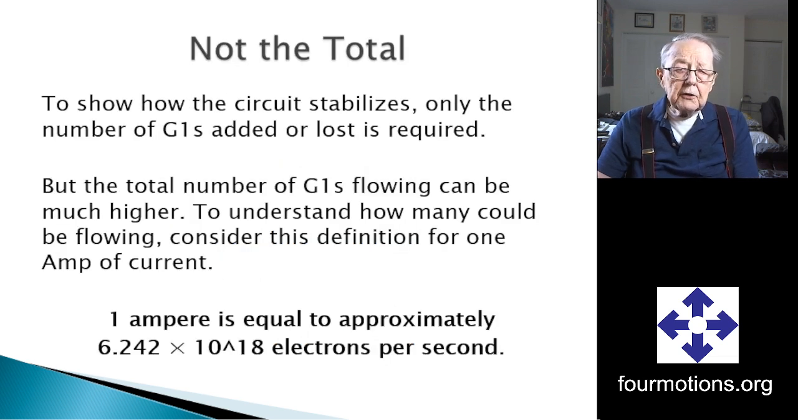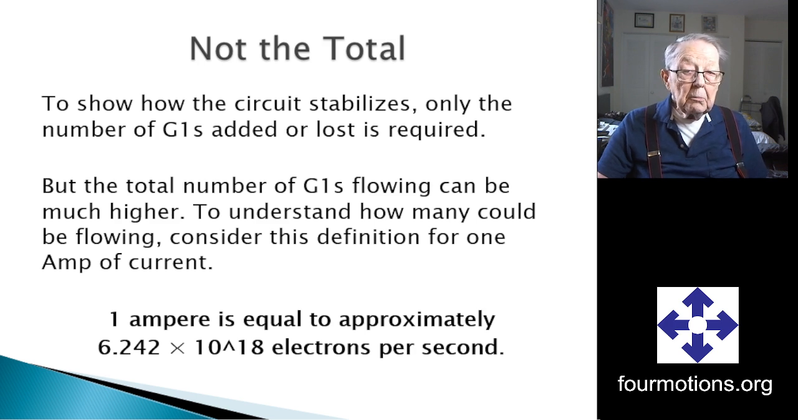But this is not the total. To show how the circuit stabilizes, only the number of G1s added or lost are required. We're not talking about the total number. The total number of G1s flowing can be much higher.